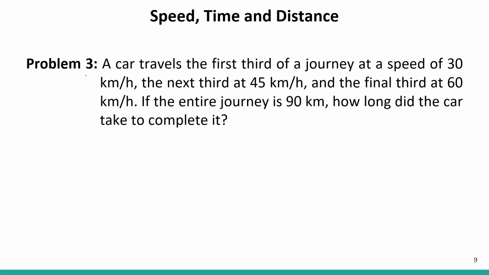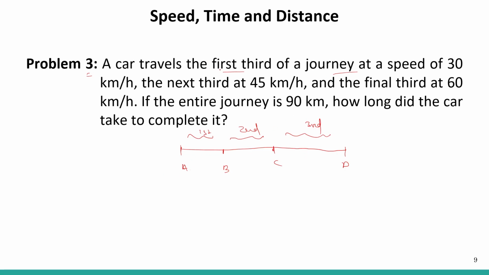Let's see problem number 3. A car travels the first third of the journey at a speed of 30 km per hour. Here is the journey track, with point A, point B and point C. From A to C, the track has been divided into 3 parts. Let this part be B, this part be C, and this part we let D. This is the first part, this is the second part, and this is the third part. Let these be equal parts.